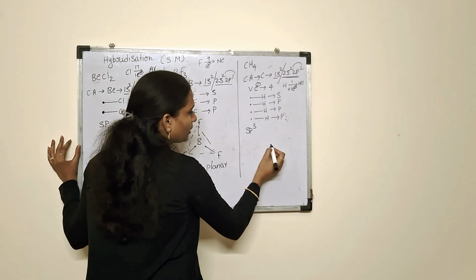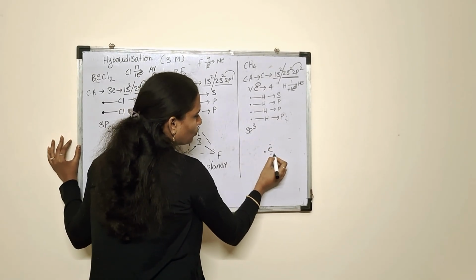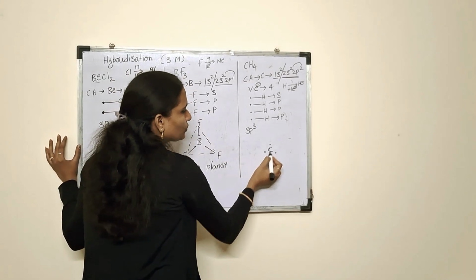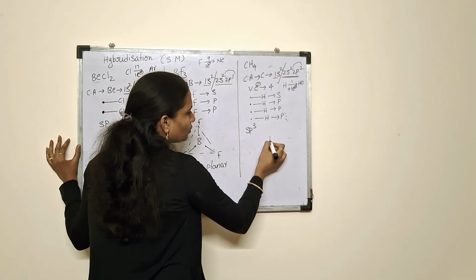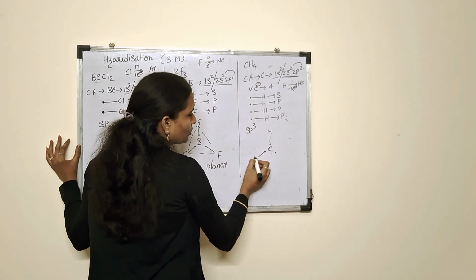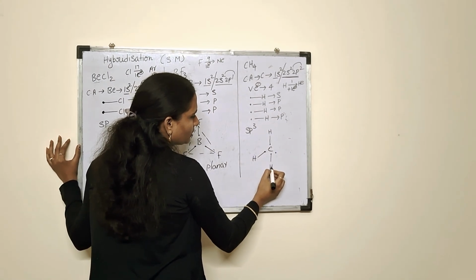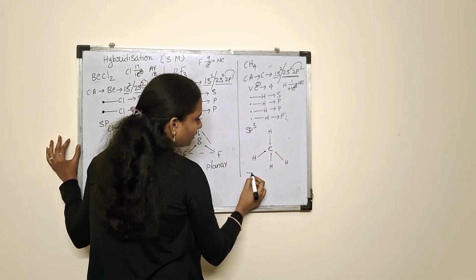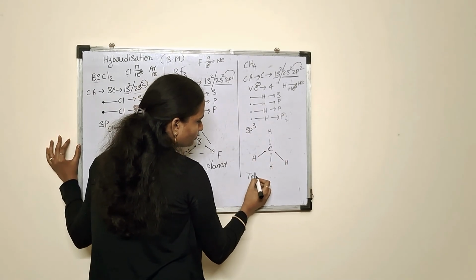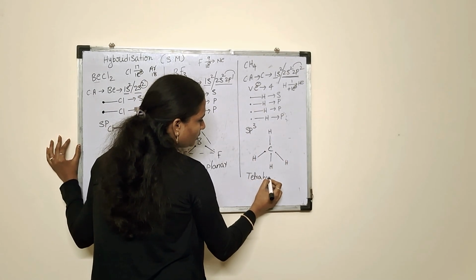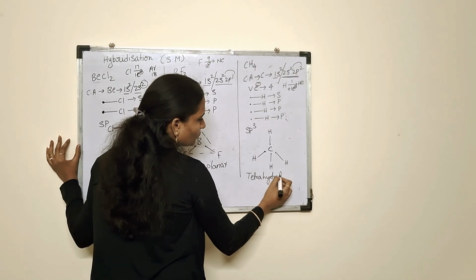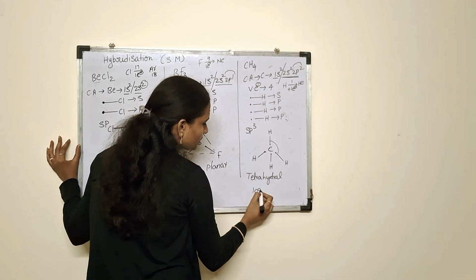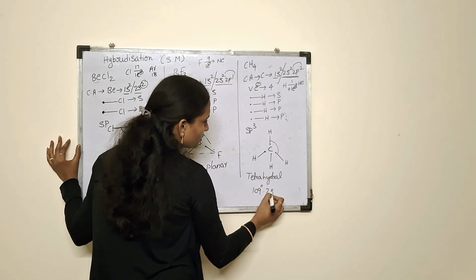Coming to the structure, what is the central atom? Carbon is the central atom. Around the carbon, how many dots are there? 4 dots are there. The 4 valence electrons are represented by the dots. These 4 dots are bonded with 4 hydrogen atoms in this manner. So what is the shape? Tetrahedral shape. And what is the bond angle? This is 109 degrees 28 minutes. This is the bond angle.